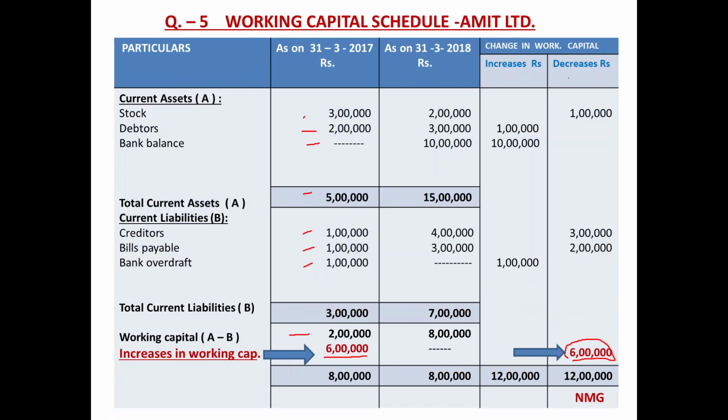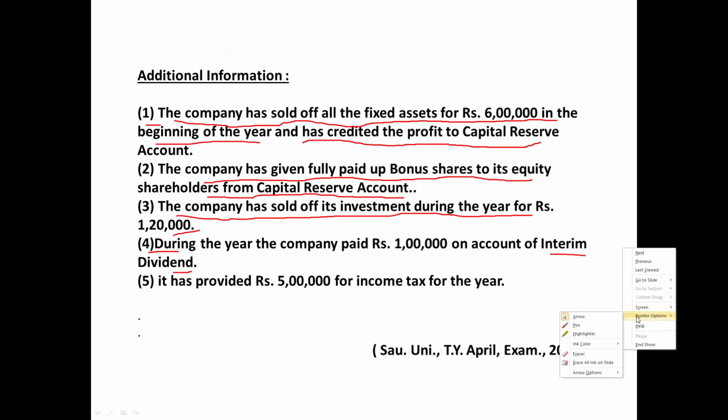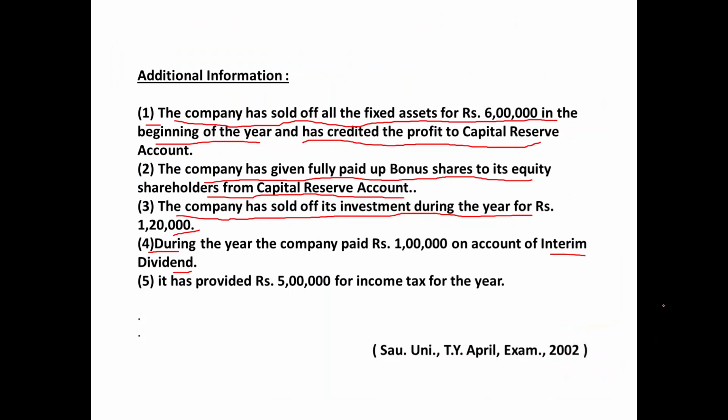Let us verify additional information once again for the remaining points. The fourth point, the new point of the question. यह आपको पहली बार मिल रहा है, पिछले 4 क्वेश्चन में शायद ऐसा पॉइंट नहीं था. I am reading the fourth point. During the year, the company paid rupees 1 lakh on account of interim dividend.